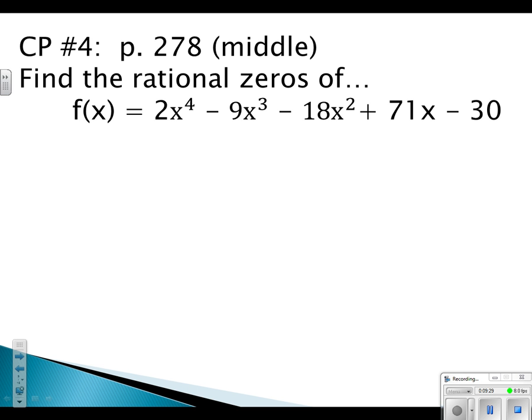So listing out our possible zeros. Plus or minus 1, plus or minus 2, 3, 5, 6, 10, 15, and 30, all over factors of 2, which are all of these. So any top paired with bottom are legitimate numbers to test. Okay, so they're not all zeros, but they are ones that are possible zeros.